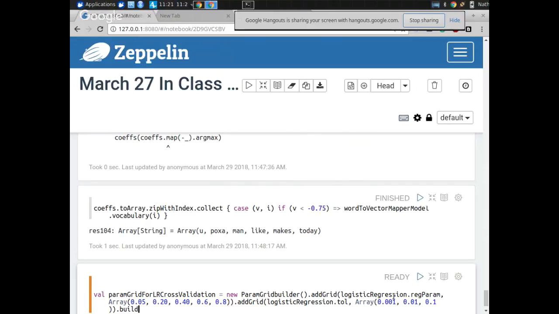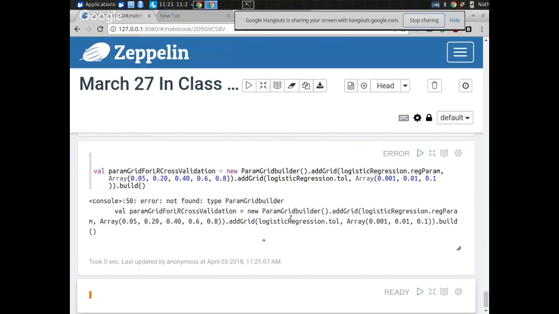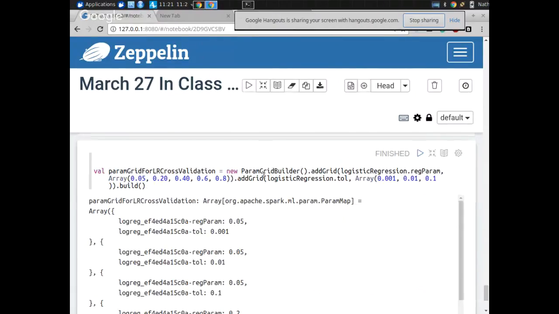Okay, and then we're going to say build. This is going to create a param grid. Okay, so param grid builder. Oh, it should be a capital B. There we are. Okay, so ladies and gentlemen, here we just created a parameter grid. This parameter grid systematically varies two sets of parameters, this one and this one.